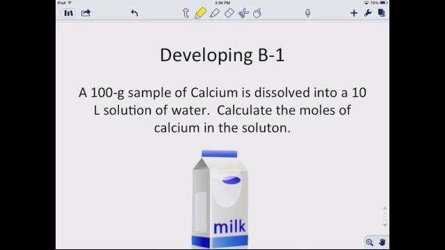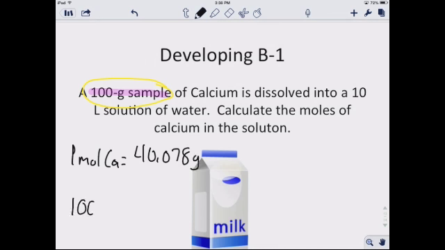So, in looking at this example, it says that a 100-gram sample of calcium is dissolved in a 10 liter solution of water. Calculate the moles of calcium in solution. So we want to calculate the moles of this 100-gram sample. So what we do is we take this, and we know that 1 mole of calcium is going to equal its molar mass on the periodic table, which is going to be 40.078 grams.